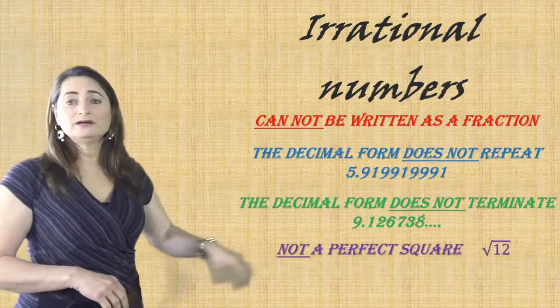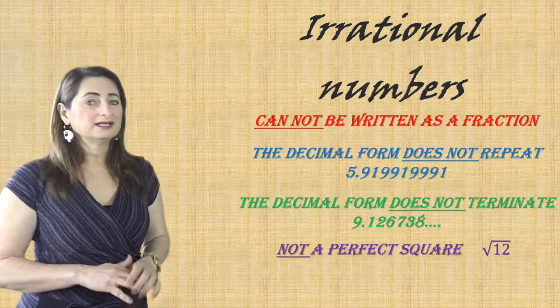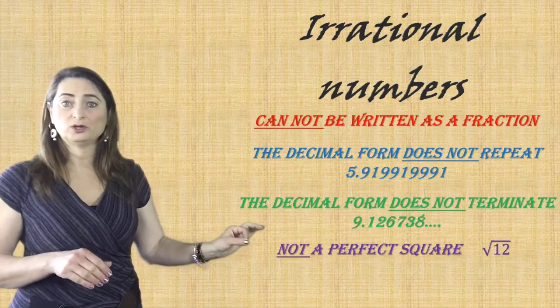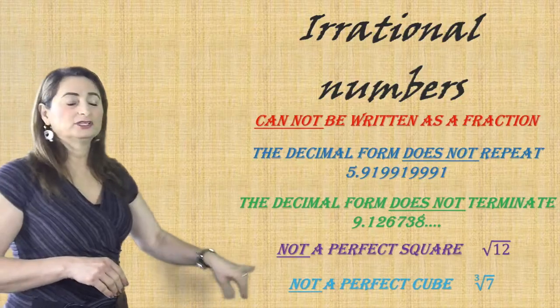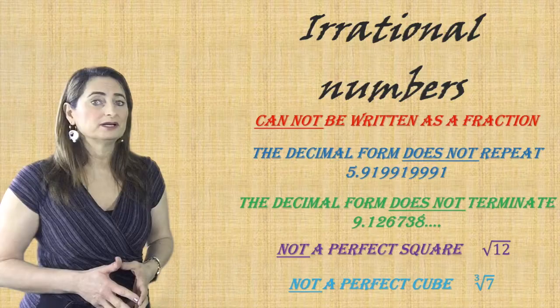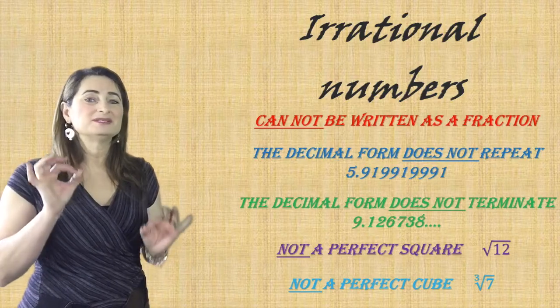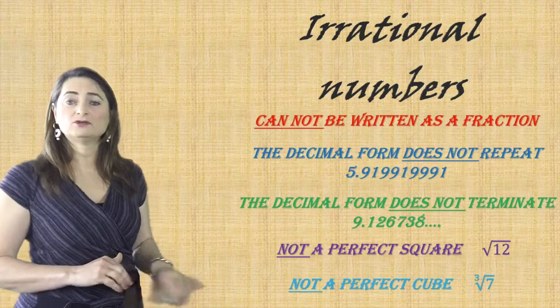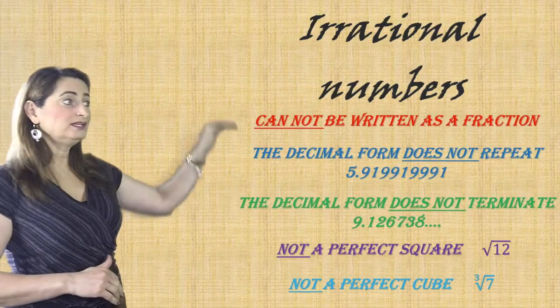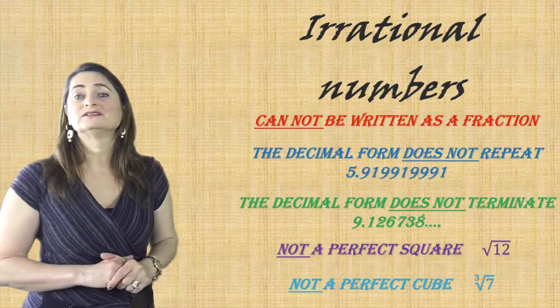Not a perfect square, for example, the square root of 12, that isn't a number I multiply by itself that will give me exactly 12. Not a perfect cube, for example, the cube root of 7, that isn't a number I can multiply by itself 3 times that gives me exactly 7. And those are called not perfect cubes. So all these are irrational numbers.